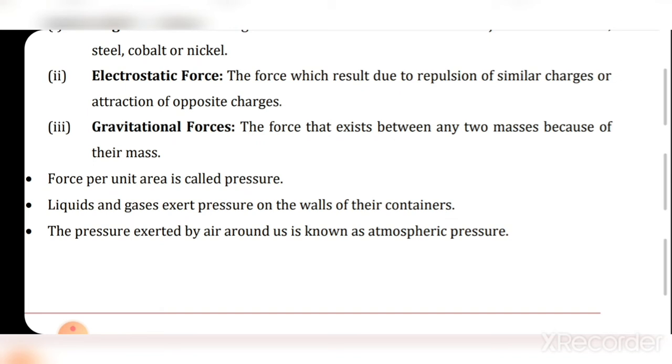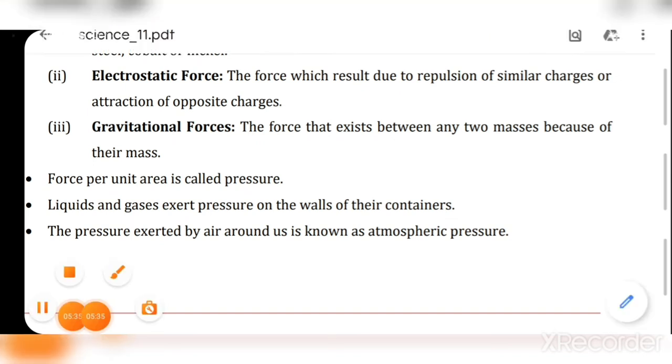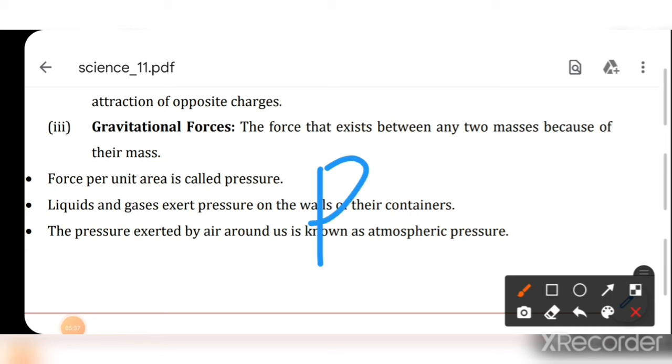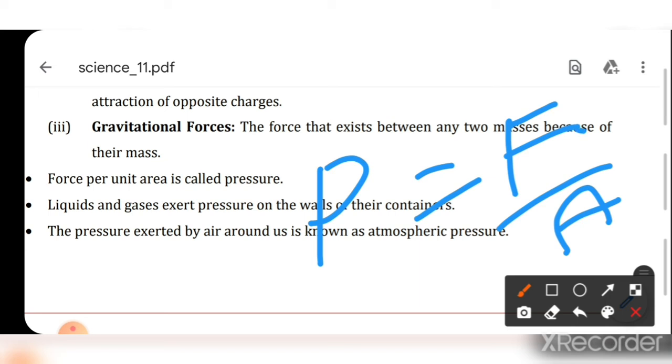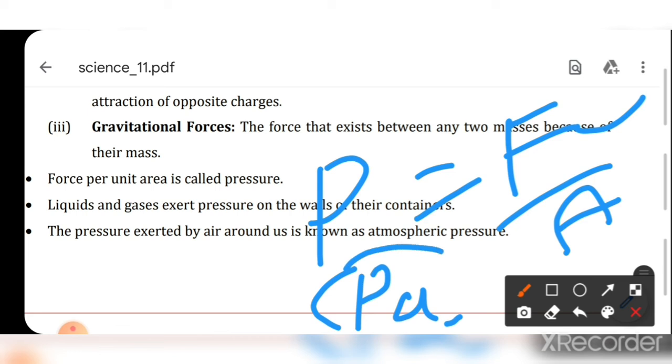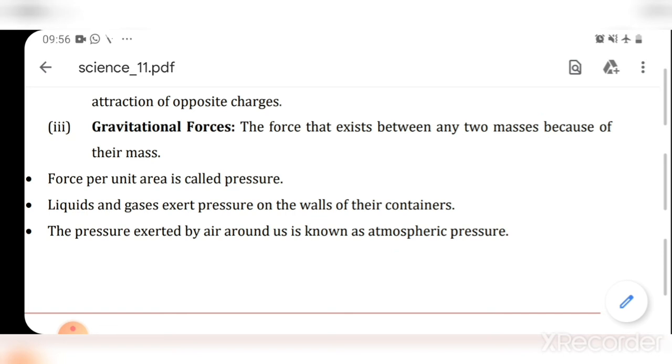Force per unit area is called pressure. What is the formula of pressure? P is equal to F upon A, where A means area and F means force. The unit of pressure is the Pascal. Liquids and gases exert pressure on the walls of their containers. The pressure exerted by the air around us is known as atmospheric pressure.